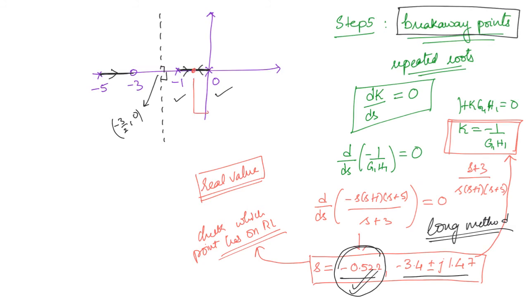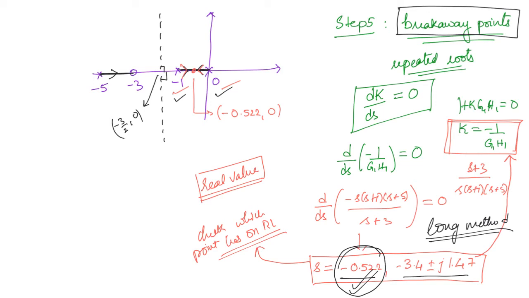Okay, so this is minus 0.522 comma 0. Now the question is, what will happen at the breakaway point? We saw that the root locus branches are coming from the two poles, and there is no end point. At the breakaway point, they will divide into different branches. The two root locus branches that are coming from minus 1 and 0 will break away. They will divide into different branches at the breakaway point.